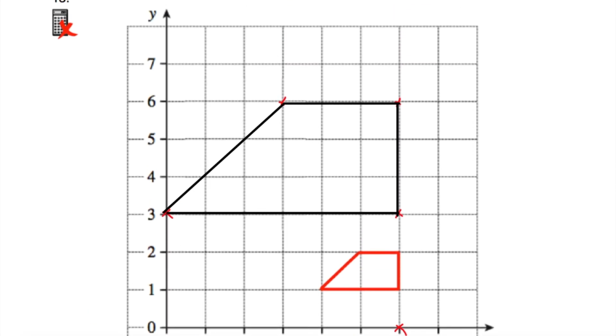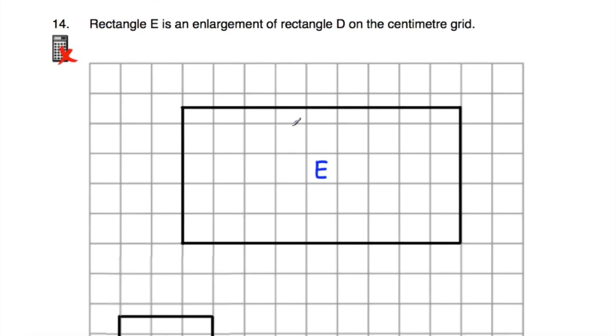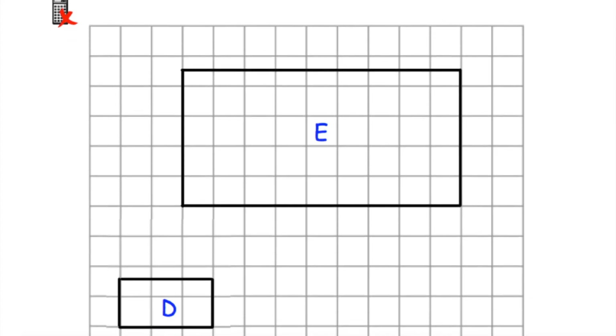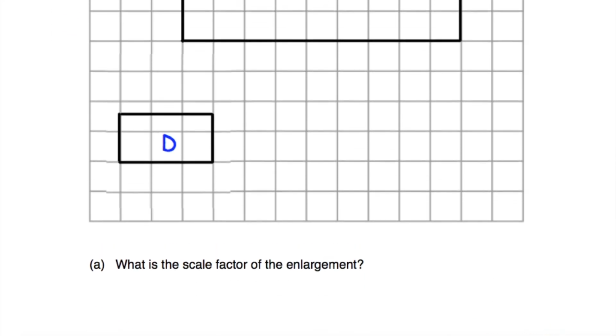Okay, let's look at our next question, question number 14. Question number 14 says that rectangle E is an enlargement of rectangle D, and they're on a centimetre grid. So this is a centimetre grid, so that's 1 centimetre by 1 centimetre, and its area would be 1 centimetre squared. Then if we scroll down, part A says, what is the scale factor of enlargement?